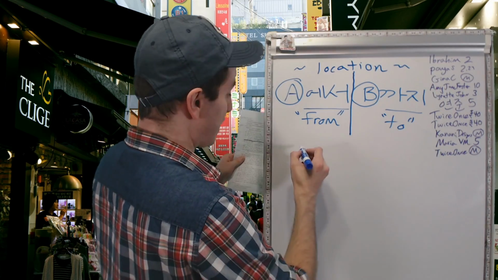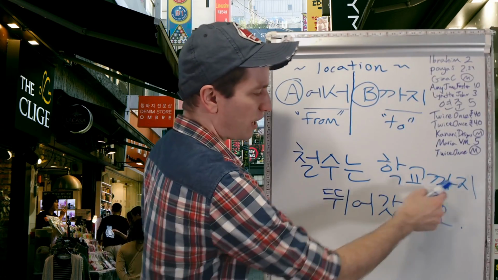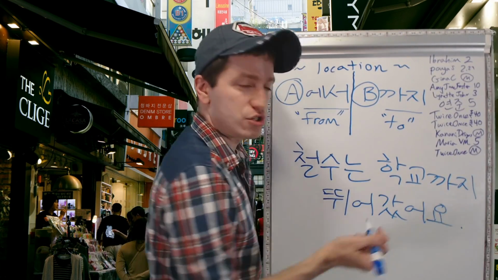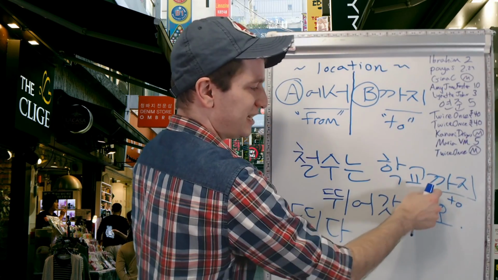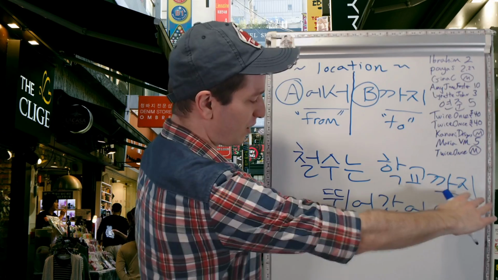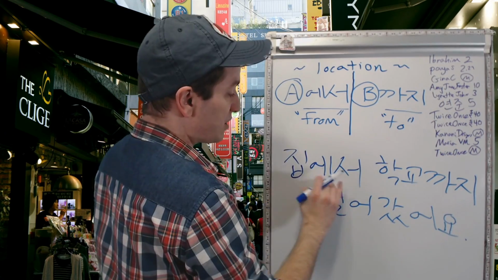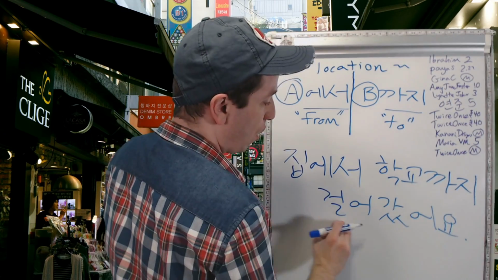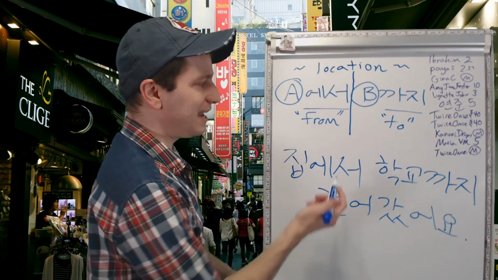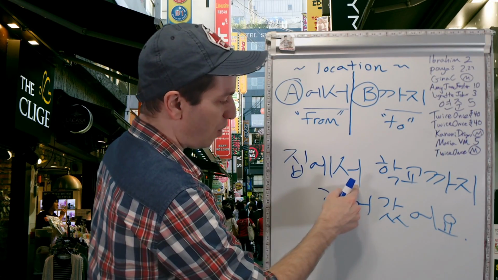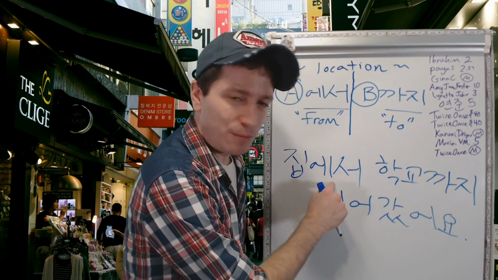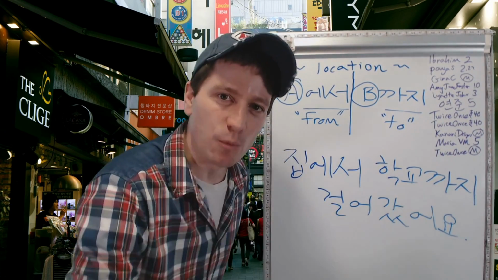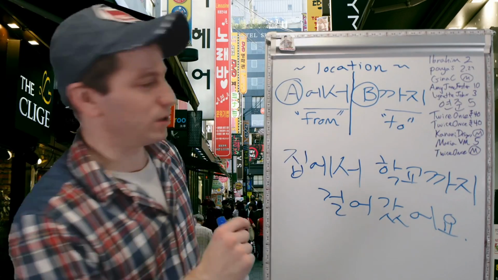So let's do another 까지. 철수 학교까지 up to school. To school. 뛰어갔어요. He ran to school. 철수는 학교까지 뛰어갔어요. 집에서 학교까지 걸어갔어요. So I from home, 집에서 학교까지, up to school. I walked from home up to school. So I walked from home to school is the meaning that we get.